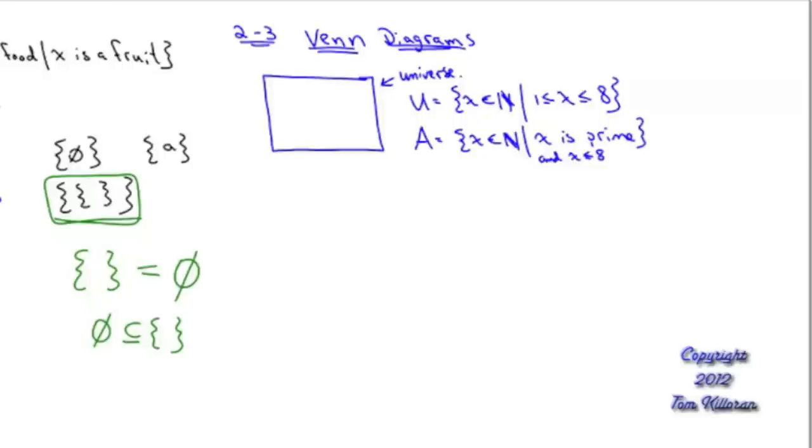Now, when we're talking about a universe and we have sets underneath it, they're automatically subsets of the universe. That's what I want to talk about. So in the Venn diagram, we're going to draw A as a circle.